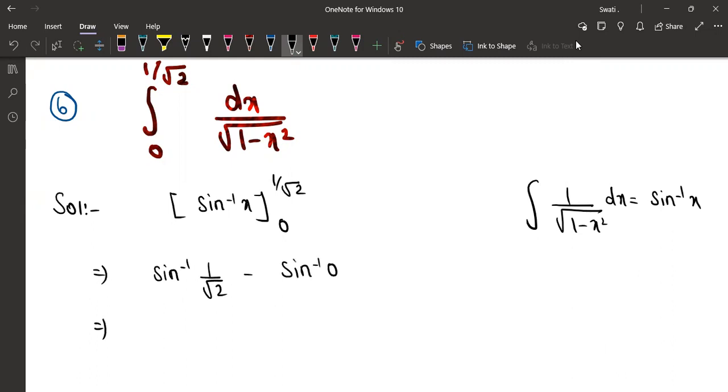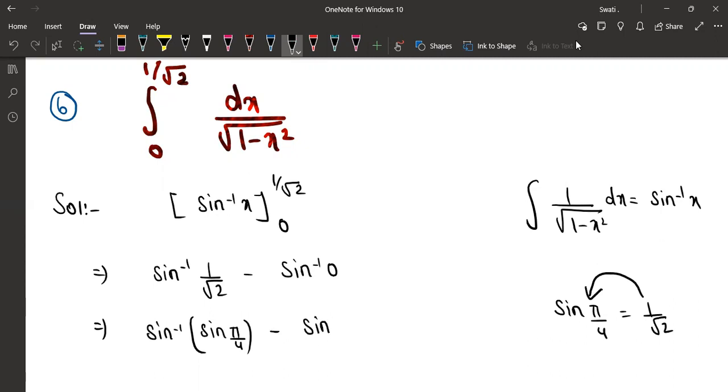Now here again I'm going to use a formula. In place of 1 upon root 2, I can write sine pi by 4. Why sine pi by 4? Because sine pi by 4 is nothing but sine 45, since if you put 180 in place of pi, 180 divided by 4 is 45, and its value is 1 upon root 2. So I have substituted this value. Minus sine inverse 0. We know that the value of sine is 0 for sine 0, so I can write sine 0.